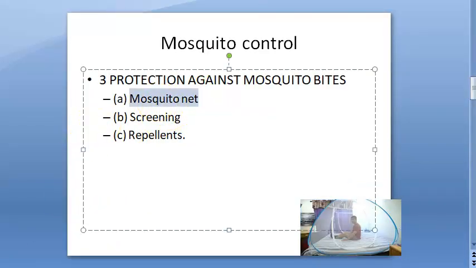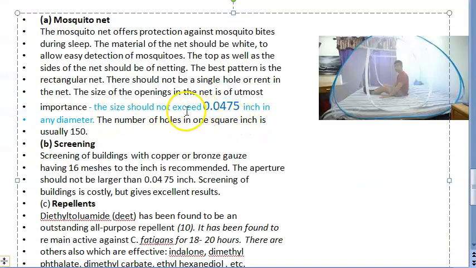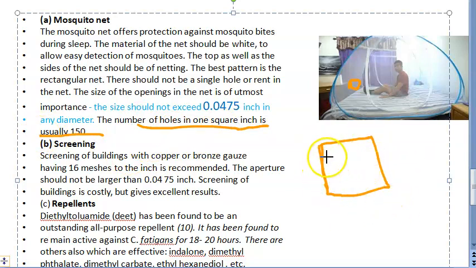What are we looking at? Mosquito net. In that, what is the diameter of what? Of each hole? 0.0475 inch in any diameter. It should not exceed this. So the hole size is 0.0475 inch. The number of holes in a square inch is usually 150. In 1 square inch, that is 1 inch by 1 inch, the number of holes will be 150. Each hole should not be more than 0.0475 inch.